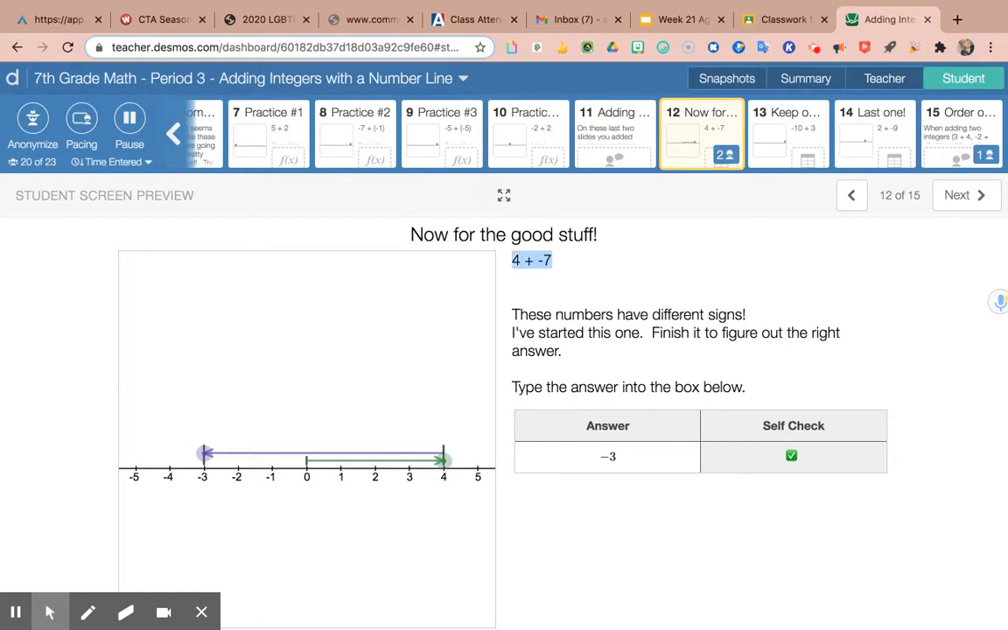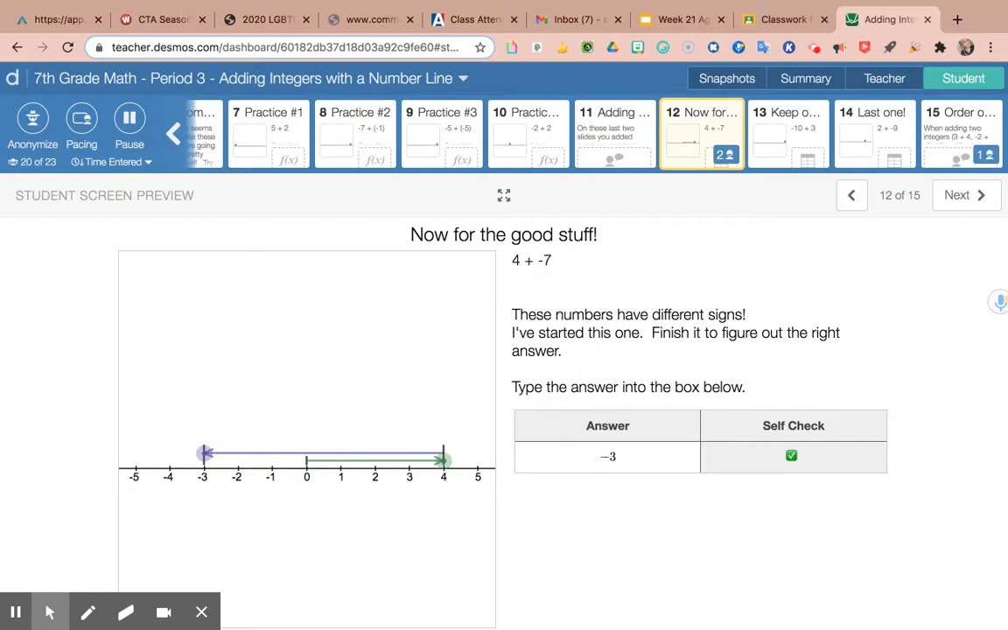Well, if I subtract these and I get 3, how do I know what sign it is? Well, the -7 has a bigger absolute value, has a bigger distance on the number line. So the sign will be whichever one has the bigger arrow. So -7, it's not the bigger number, but it is the bigger length. -7 is the bigger length, so my answer would be negative.